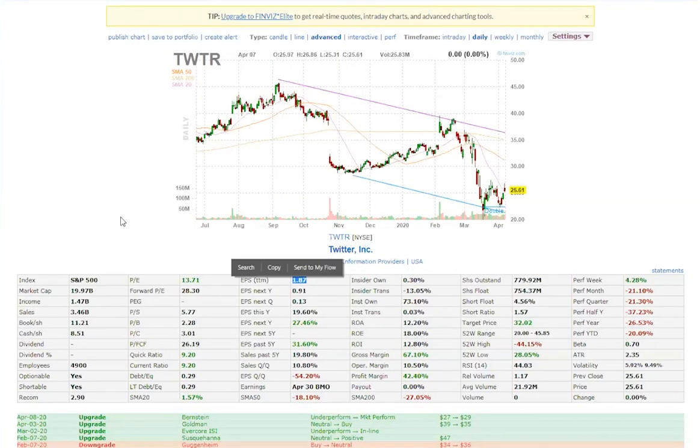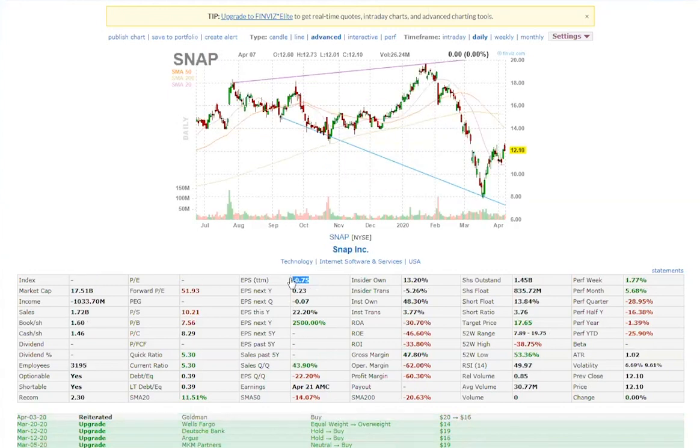Well, being that Twitter made $1.87 in the last year per share, and Snapchat lost 75 cents per share, that's a big deciding factor on top of the main thing, which is the price to sales ratio, as I had discussed, being 50% cheaper for Twitter than Snapchat.